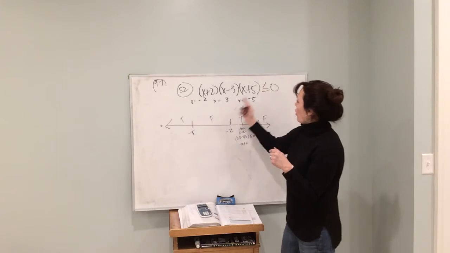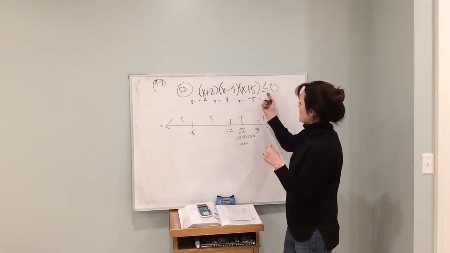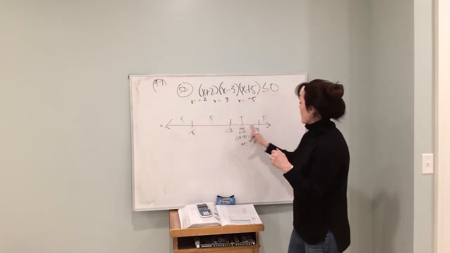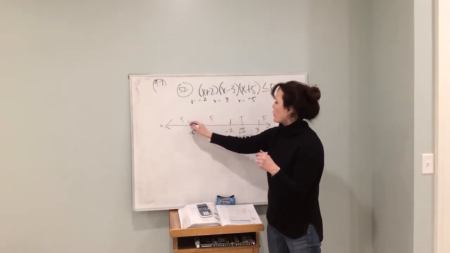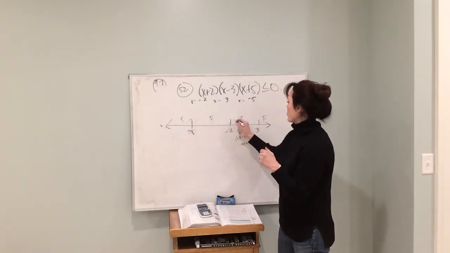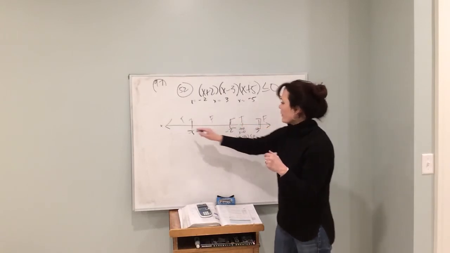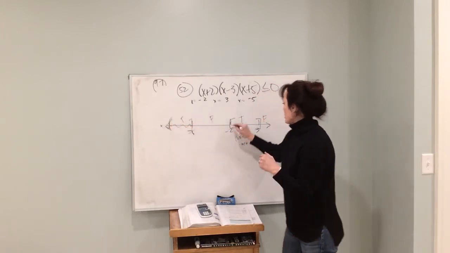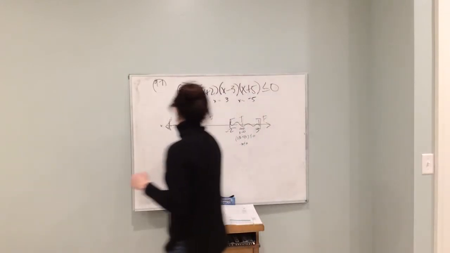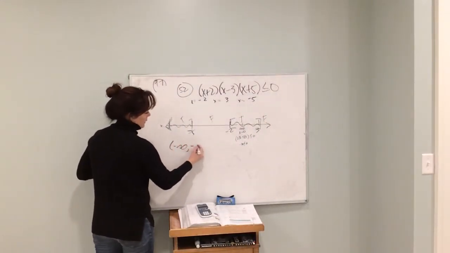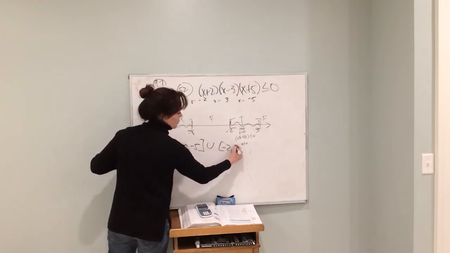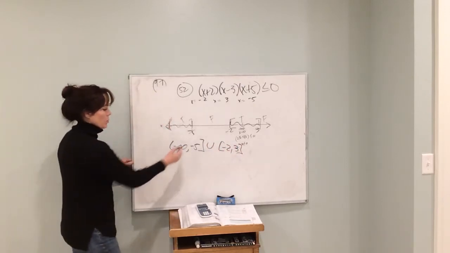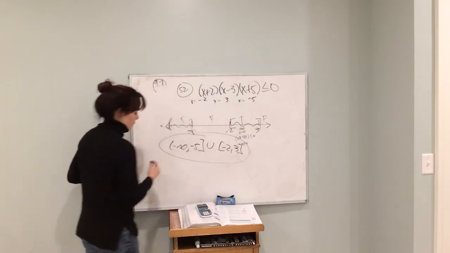But what we need to know is that it does include our 0. Now these values right here are where they are equal to 0. They are also our boundary where we go between true and false. So we're going to include those boundary points. There's a true section and there's a true section. So that says from -infinity to -5, including the -5, and from -2 to 3, including those endpoints. That's going to be your final answer there for problem number 52.